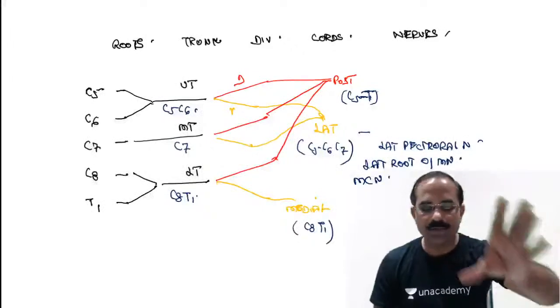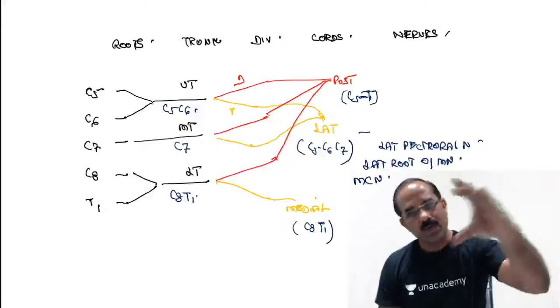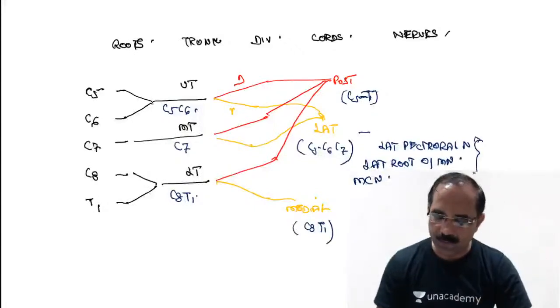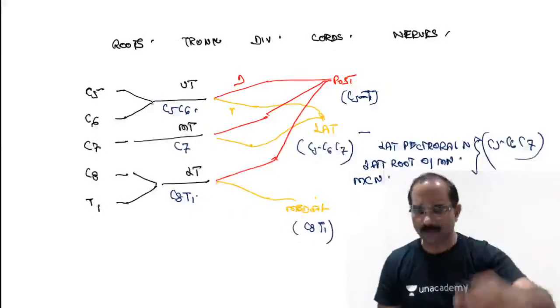What is the root value of all these? What is the root value of the lateral cord? C5, C6, C7. So all these nerves will have the same roots, C5, C6, C7. Right? Lateral pectoral, lateral root of the median nerve and musculocutaneous.